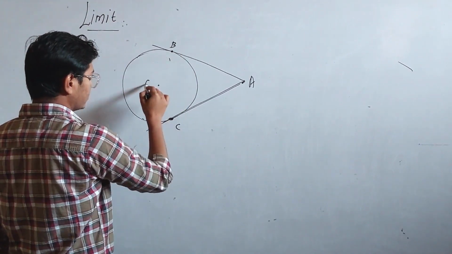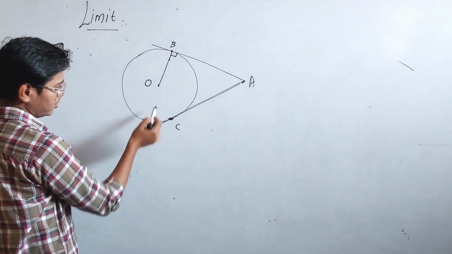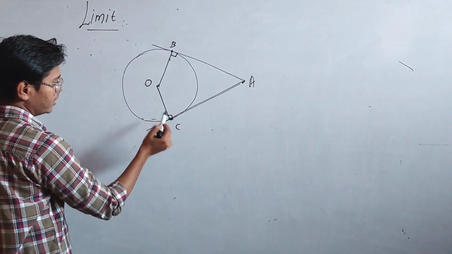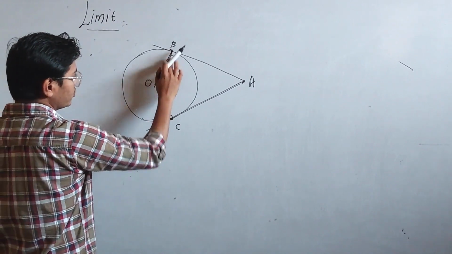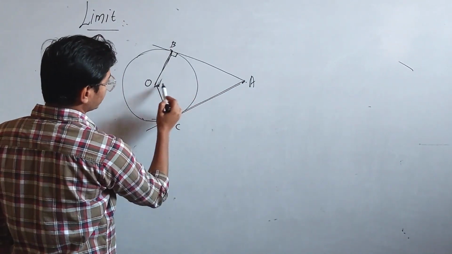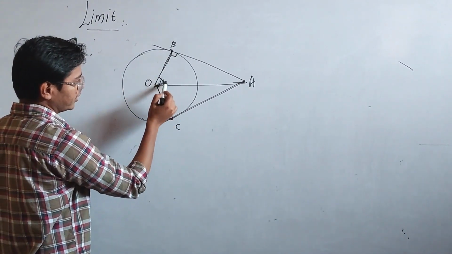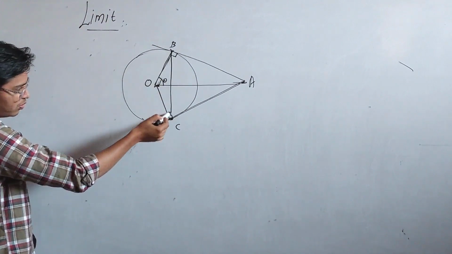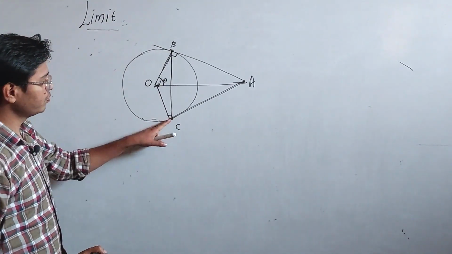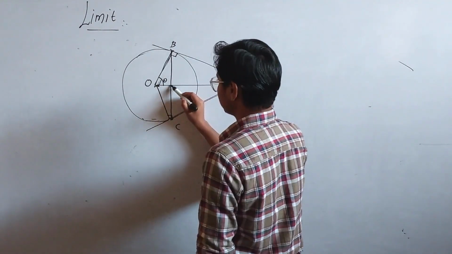We join the center O to the points of contact B and C, which are perpendicular to the tangents. Let's suppose we join the external point A to the center O, and this makes an angle theta. If we join B and C, this will become a chord BC. Let's suppose this point is D.